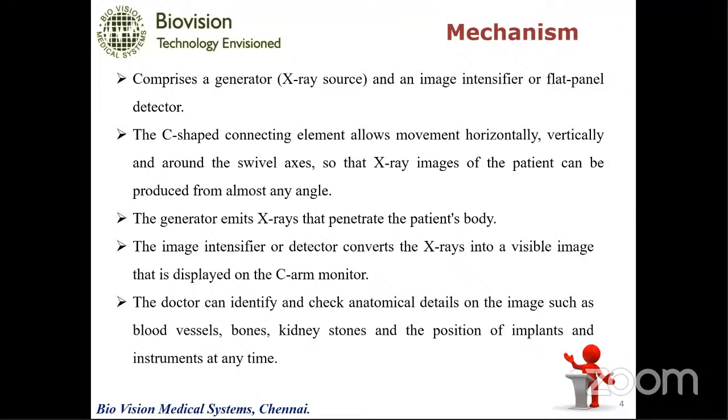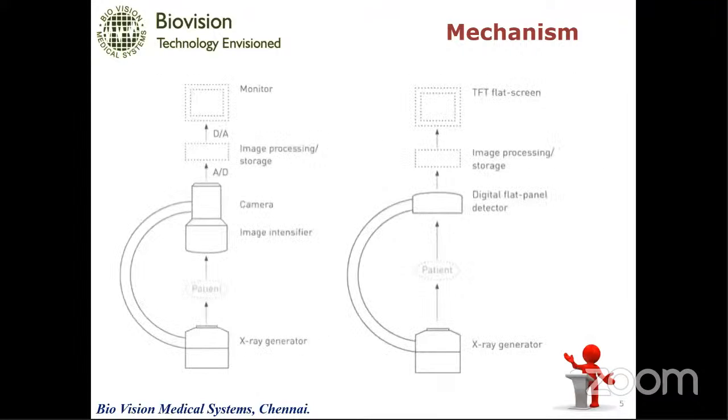How? We will be seeing it in detail for image intensifier and flat panel detectors in the upcoming slides, so that the doctor can then identify and check the anatomical details on the image, such as blood vessel, bone, kidney, everything, whatever it is. You can simply start your analysis, monitoring, or diagnosis using your C-arm. So this is the basic introduction of the mechanism. So this is how a C-arm will be.